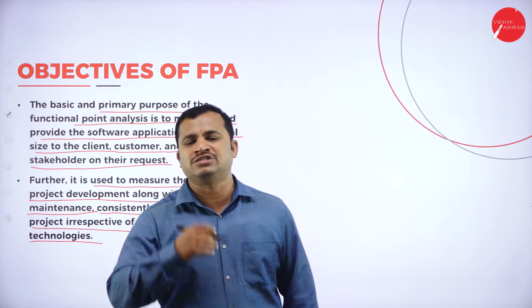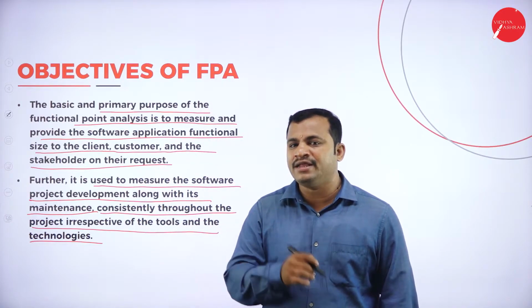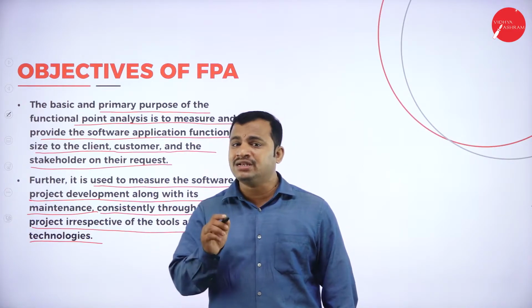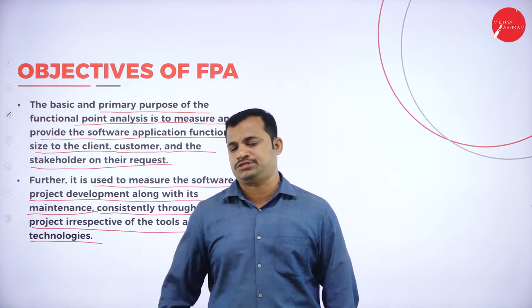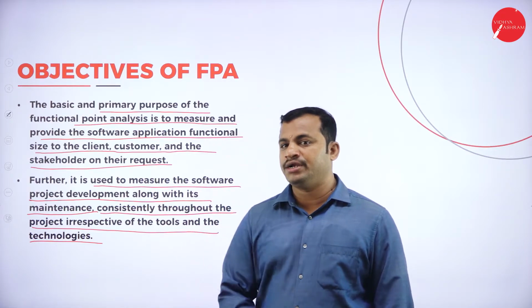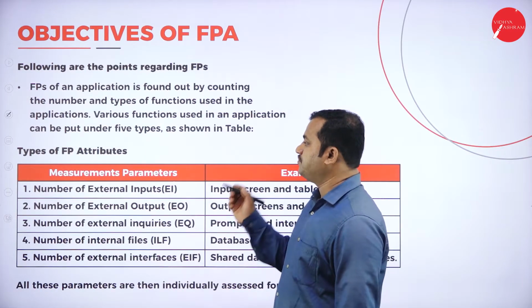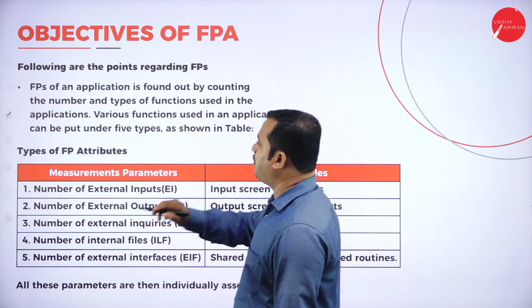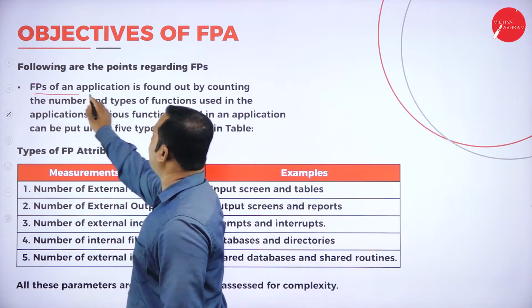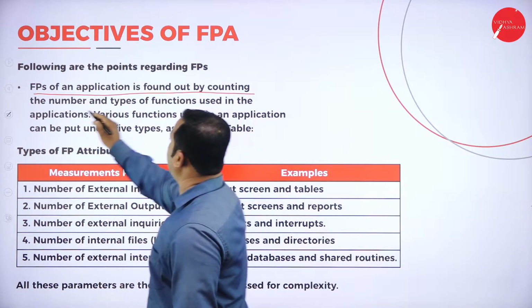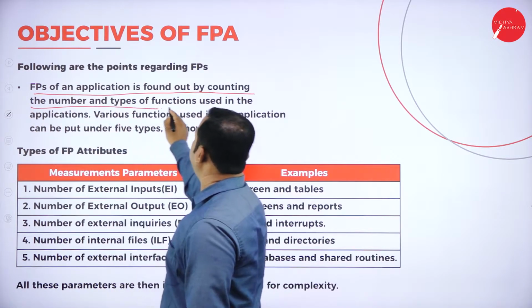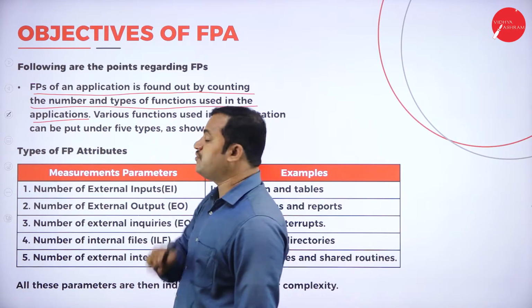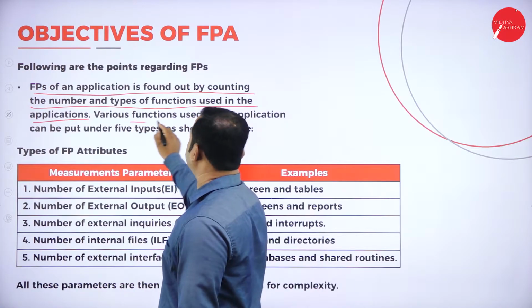All those things are considered here as criteria for the measure of function point analysis, including the maintenance cost. That is the thing you need to observe here. Then, how are these measurements carried out? The function points of an application are found by counting the number and types of functions used in the application. On what basis are we going to consider the functions?